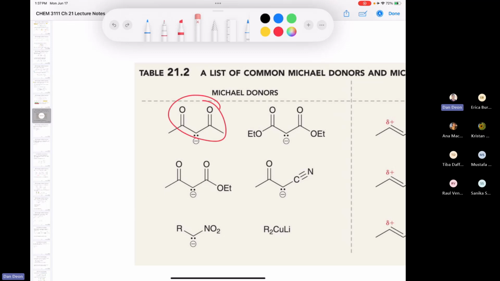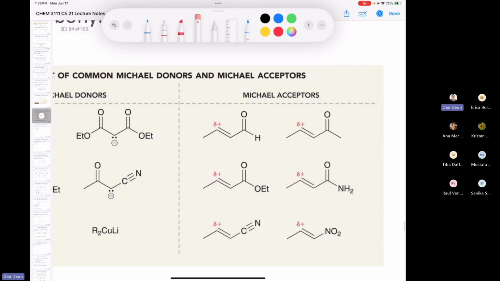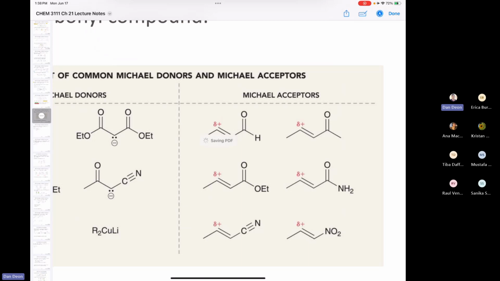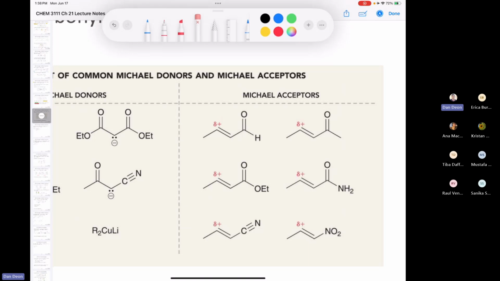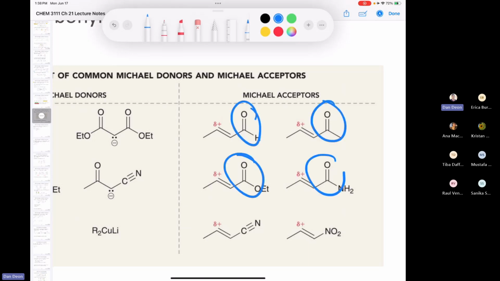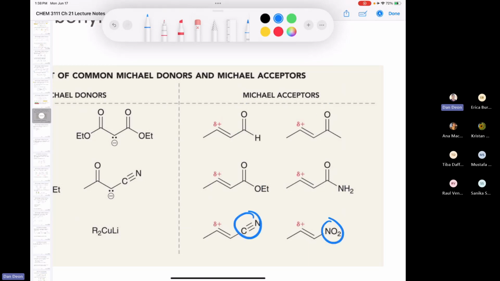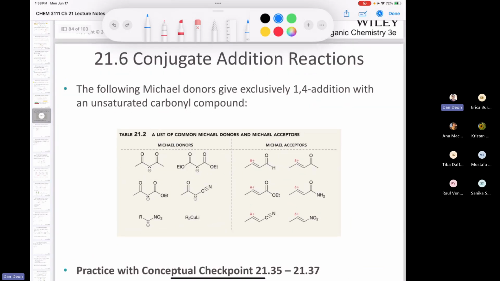Now, what makes a good Michael acceptor? If you look over here, pretty much any alpha beta unsaturated carbonyl, whether it's an aldehyde. Look, they got the whole gamut here. They got aldehyde, a ketone, ester, amide, and then the 2 at the bottom, right? What do they both have in common? The nitrile and the nitro both have pi bonds, right? There's a pi bond here, and there's a pi bond on the nitro. Anyhow, I won't draw the whole nitro, but you get the idea. So we have our Michael donor and our Michael acceptor. So by choosing the appropriate Michael donor and Michael acceptor, you can make different compounds.